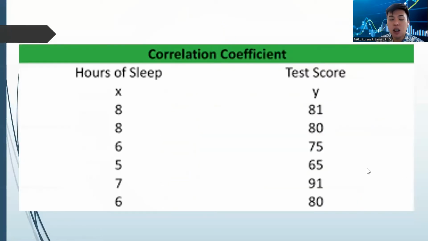So for example, you want to correlate the hours of sleep and test scores. We know hours of sleep is ratio data, while test scores are interval data. So based on the combination of the two variables, we have to use Pearson R correlation.